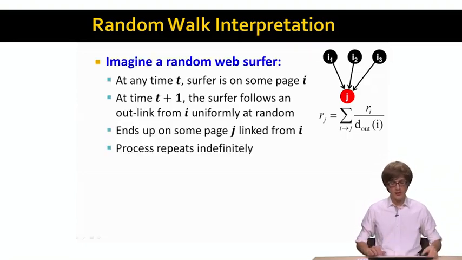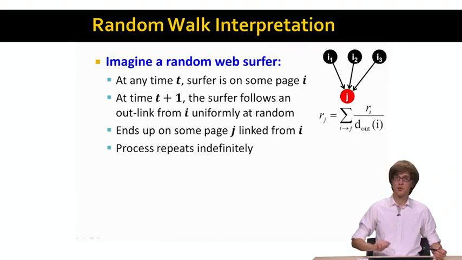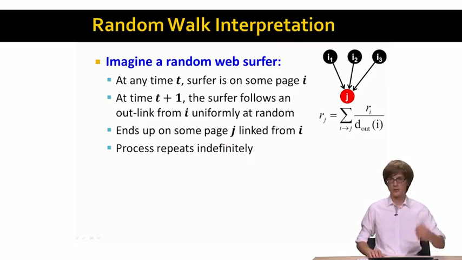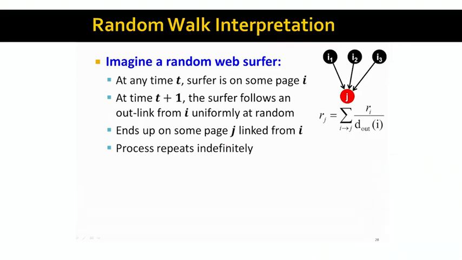So the idea is that at some given time t, the surfer is at some node i, and what the surfer will do in the next time step, at time t plus 1, is follow an outlink from i, choosing this outlink uniformly at random out of all the outlinks of node i. Okay? And then now the surfer is at node j, so at time t plus 1 the surfer is at node j, and again looks at all the outgoing links of node j and follows one of them at random.